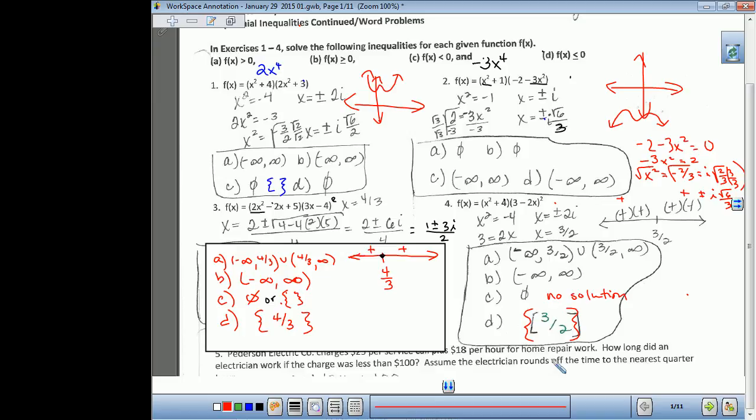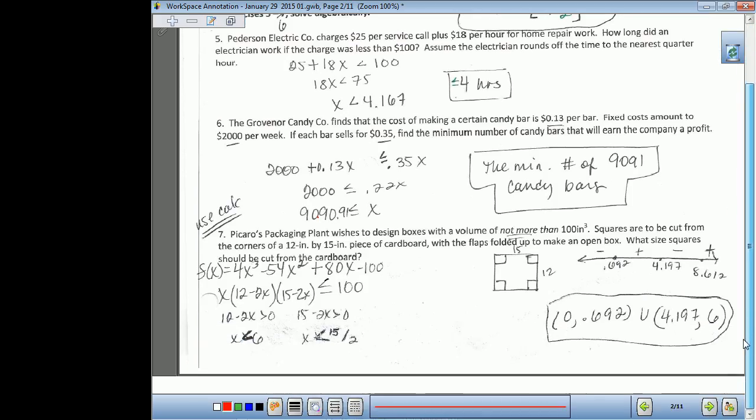I think what I did when I did number 4 was I multiplied 3 minus 2x by itself to get, I think it was, 9 plus 4x, and then I solved it that way. Okay.